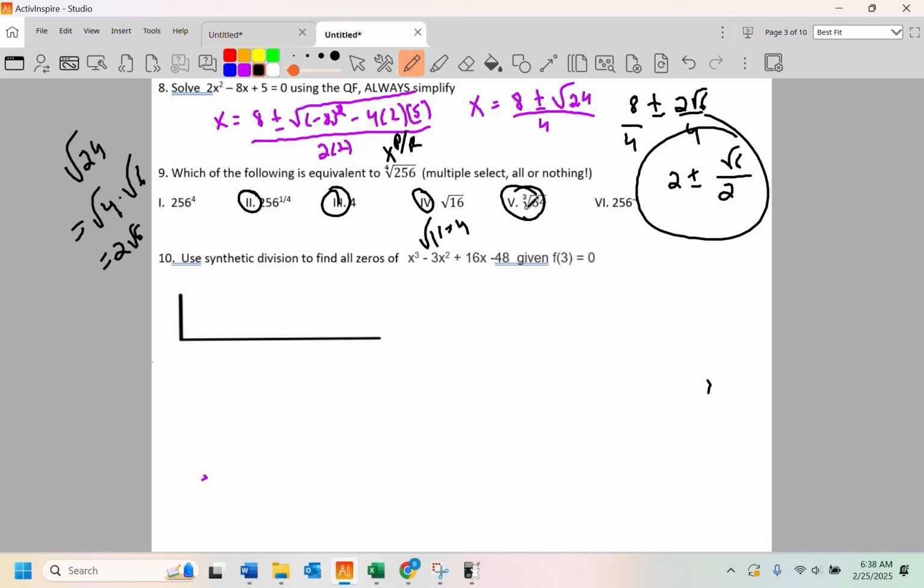Number 10, use synthetic division to find all zeros of x cubed minus 3x squared plus 16x minus 48. Given f of 3 is a 0, and this literally says x is 3 when the output is 0. So I'm going to put a 3 here. Coefficients are 1, -3, 16, -48. And then we're going to drop, multiply, add, multiply, add, multiply, add, and we're going to get a 0. Remainder, constant, x squared.